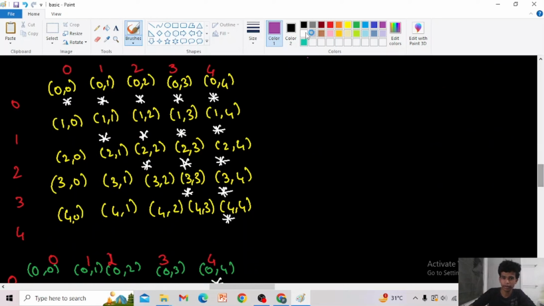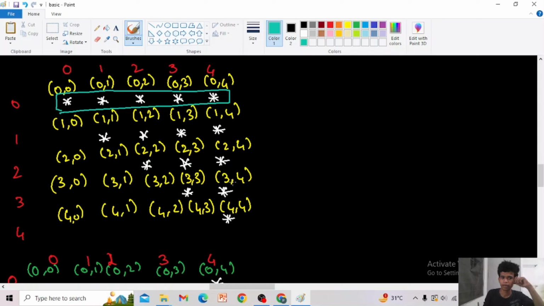Now observe carefully. At what row value and column value does my star occur? This is the row where my star occurs. So see here, for 0, 0, 0, 1, 0, 2, 0, 3, and 0, 4. These are the coordinates where my star occurs. Again, 1, 1, 1, 2, 1, 3, and 1, 4. So these are the places.